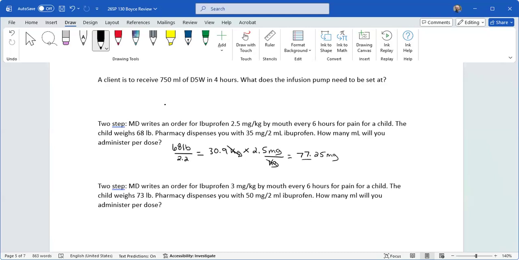And then I can just do order over available. So my order is 77.25 milligrams. I'm going to put that over the 35 milligrams times my quantity of 2 ml. So times 2 divided by 35. And I'm going to get an answer again where I'm going to have to round. It's like 4.4142. And I'm just going to do 4.4 ml.